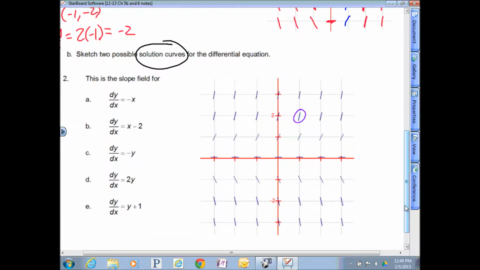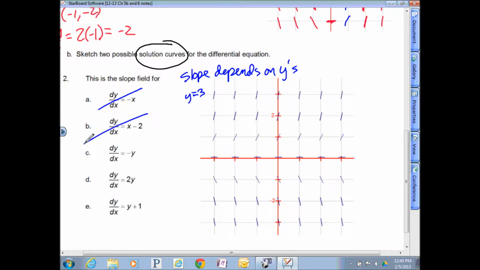So let's come down here to number 2. So number 2, now we're trying to work backwards. Now we're looking at, all right, which one of these is the slope field? So the slope field, let's see. If I look at these, it looks like the slope depends on y. Because for y equals 3, I have consistent slopes. For y equals 2, I have consistent slopes. So it looks like the slope depends on y. So if it depends on what the y is, that means it can't have an x in its equation.